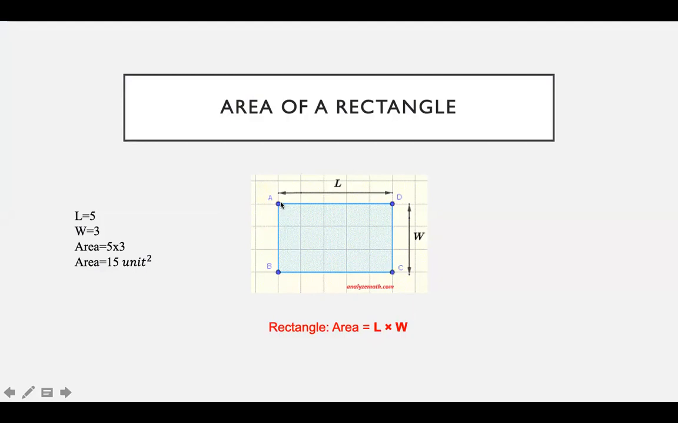So for the length, we do 1, 2, 3, 4, 5 squares going horizontally, and then 3 squares going vertically, right? 1, 2, 3, and just multiply those numbers together. So we get 5 times 3, right? Because 5 for the length, and then 3 for the width, and we get an area of 15 units squared.